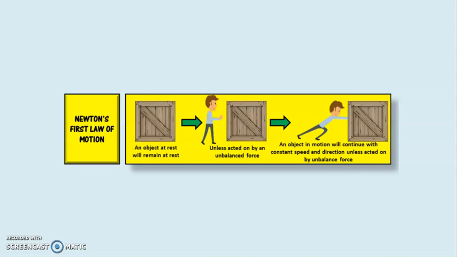The first law of motion is, an object will stay at rest unless acted upon by a force, and that object will continue at a constant velocity unless acted upon by another force. For those who don't already know, velocity is speed plus direction.